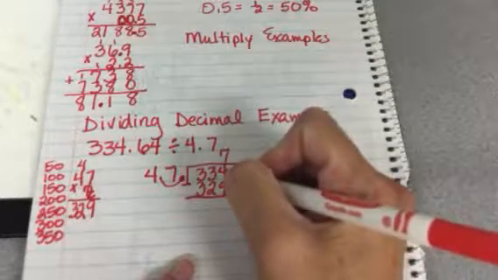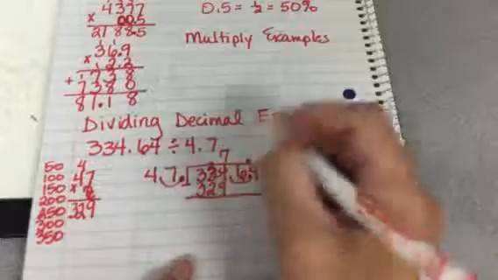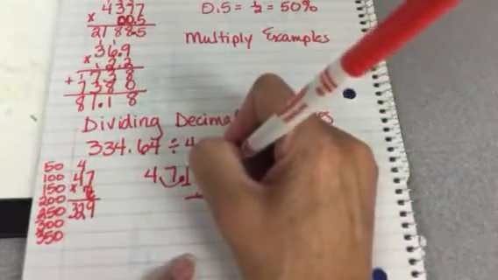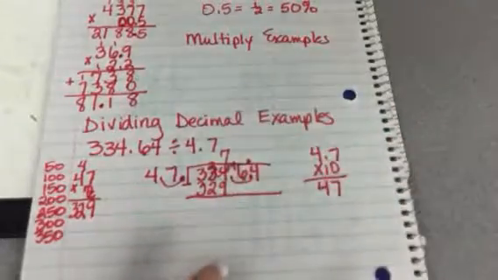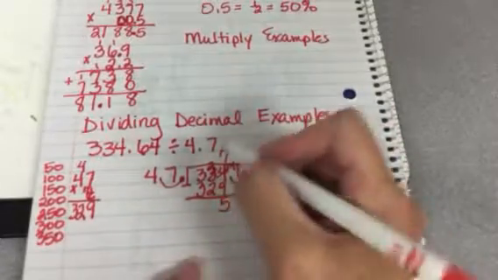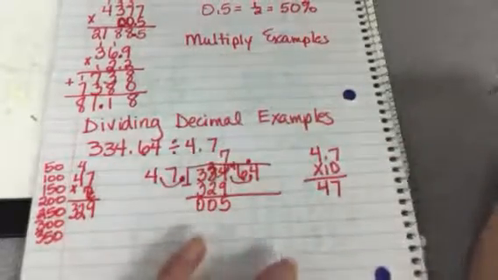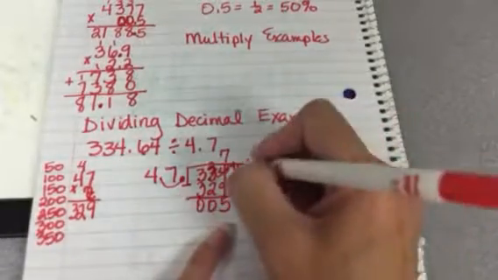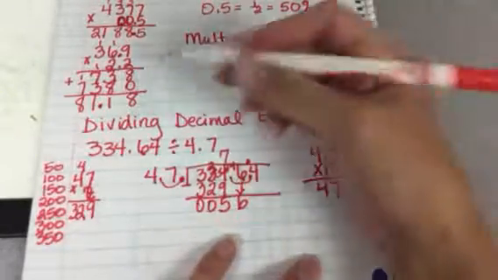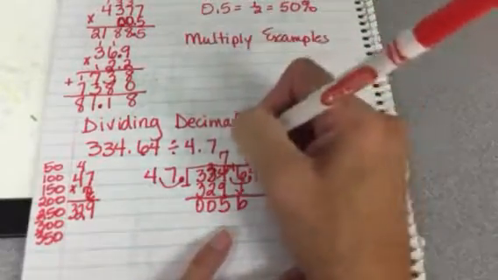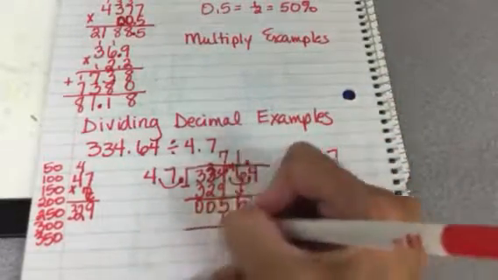I can't subtract 4 minus 9, so I'm going to have to borrow from the 3. It becomes a 2. The 4 becomes a 14. 14 minus 9 will give me 5. 2 minus 2 is 0. 3 minus 3 is 0. So now I have a 5, and I have to bring down my next value, my 6. 47 will only go into 56 one time. 1 times 47 is 47.